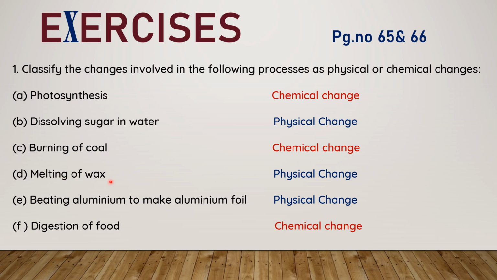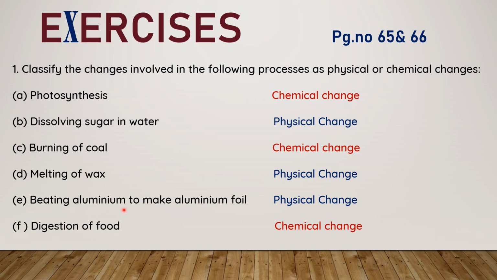Melting of wax. Melting of wax is the same as melting of an ice cube. The solid state comes to the liquid state, and when it cools, it goes back to the solid state. So that is a physical change and no new substance is formed. So melting of wax or melting of ice is a physical change.